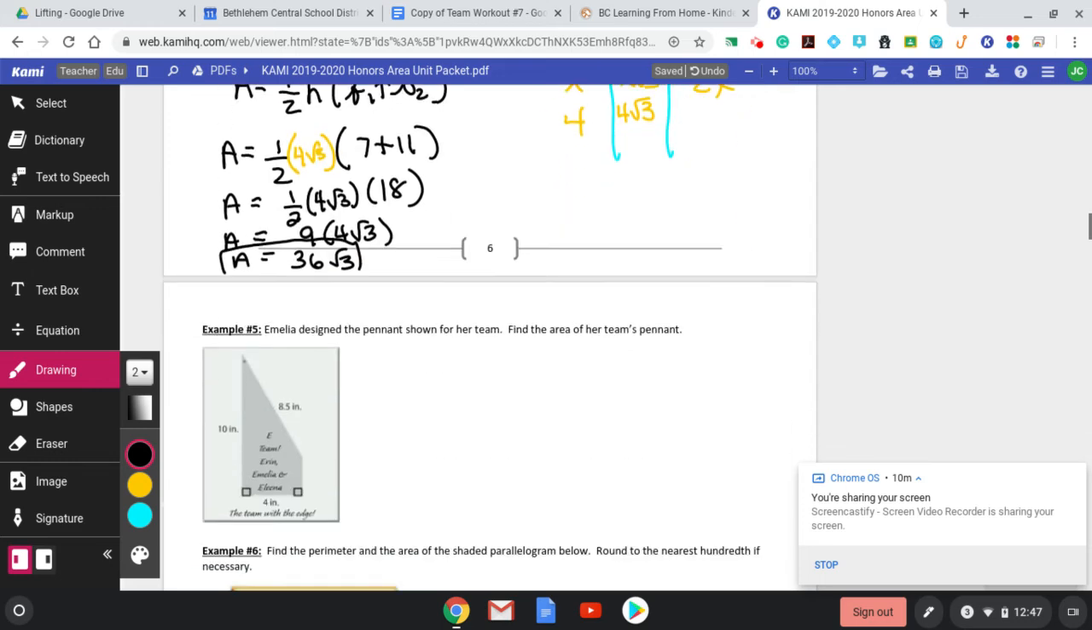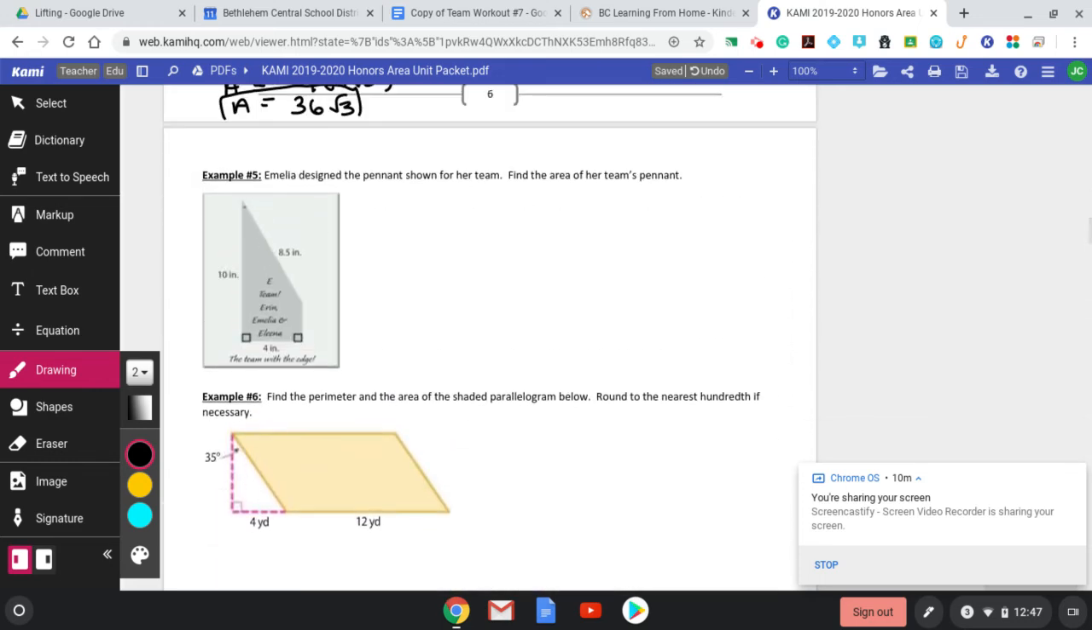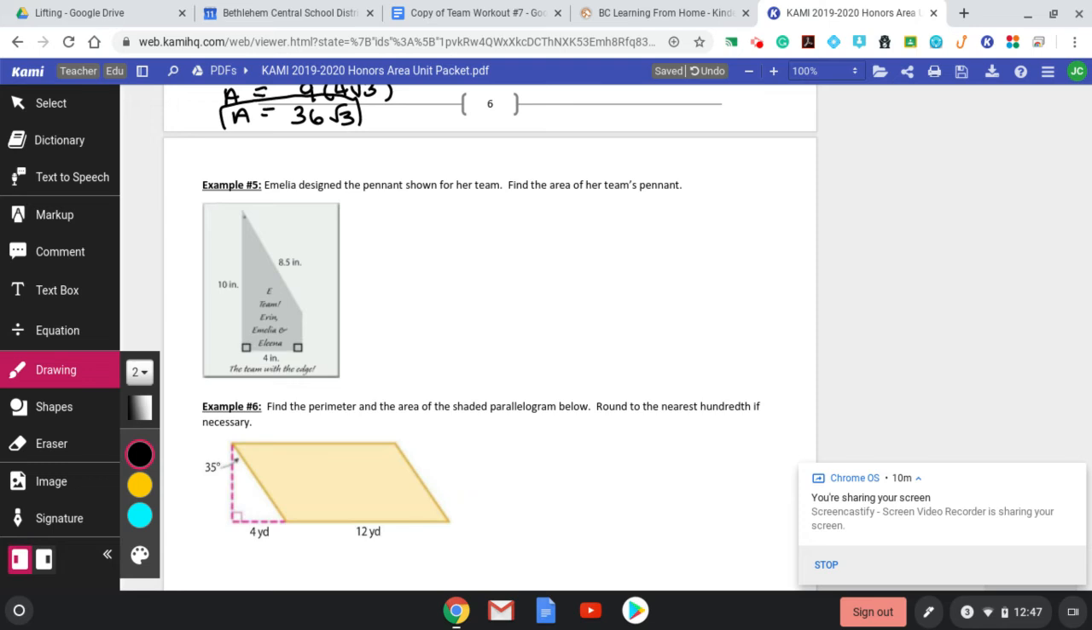Whew, all righty. And then we come to Amelia's Pennant. Actually, we're going to have to do number 5 on your own. So what I'm going to do is let you try it out on your own. I'll get you kick-started, and I'll let you go. So Amelia designed the pennant for her team. Great. Go team, go. Find the area of her team's pennant.